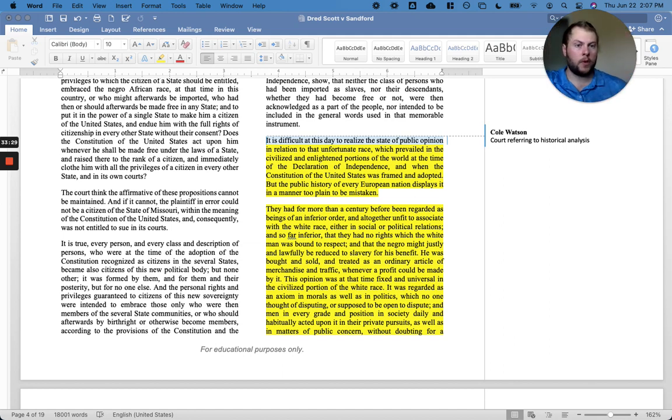So what happens when you have a citizen of one state, or excuse me, a slave of one state go into those northern states where it's not recognized? Then surely his status would change. Once free, always free. Therefore, I'm a free man. So I'm going to sue for my freedom.